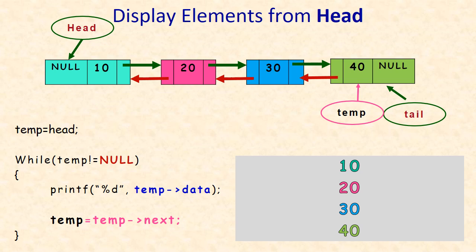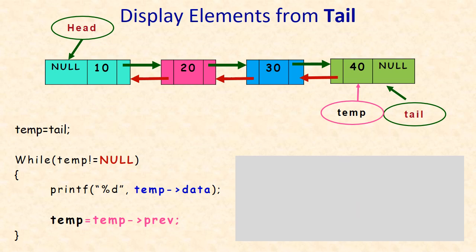Now temp is equal to temp next, meaning what? What is temp next here? Temp next is null. So null is assigned to temp. Now temp is equal to null, so the condition will fail, and you will come out of the loop. So that is the process.